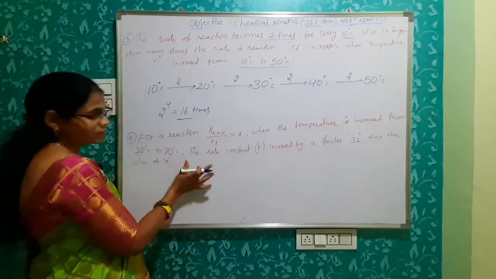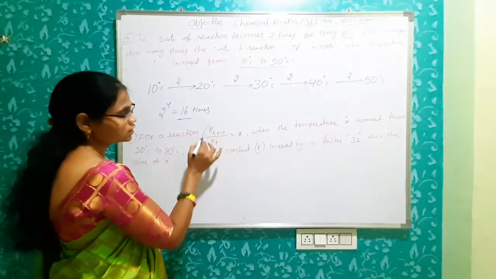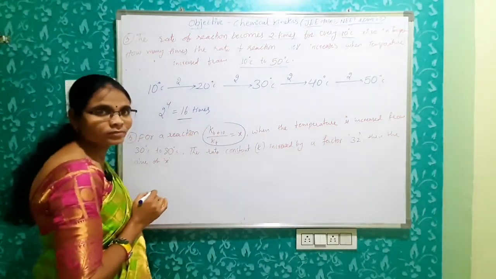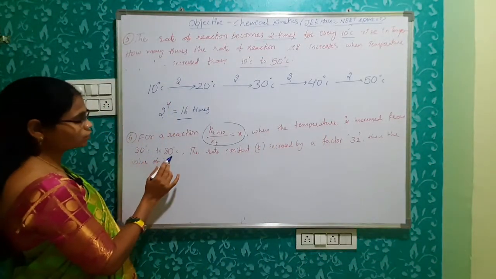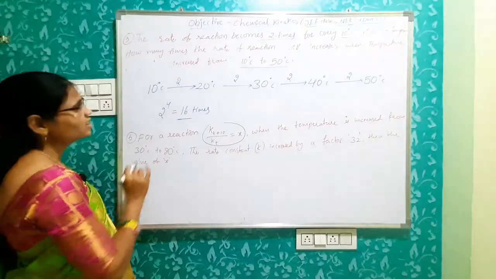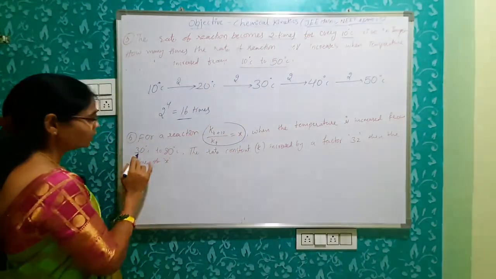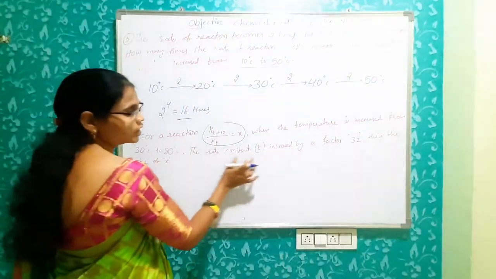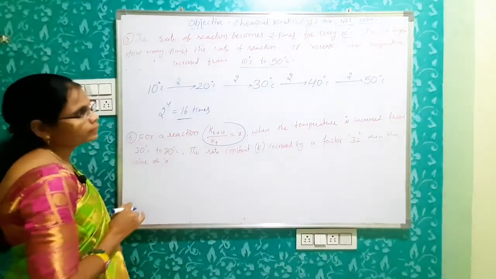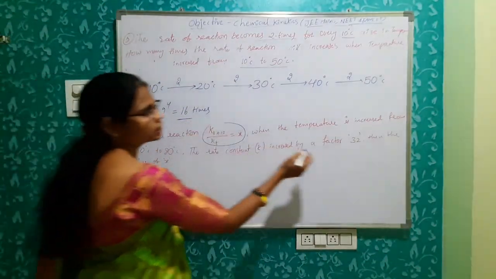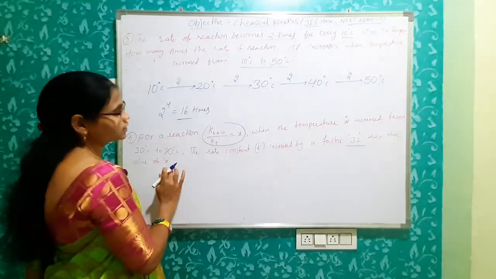Clear? Next, a similar problem. Here, this is the temperature coefficient. When the temperature is increased from 30 degrees Celsius to 80 degrees Celsius, simply here 30 to 80, the rate constant K increased by a factor of 32. Here it was 16 times, no? Here they gave 32 times. Then what is X? Simply here.